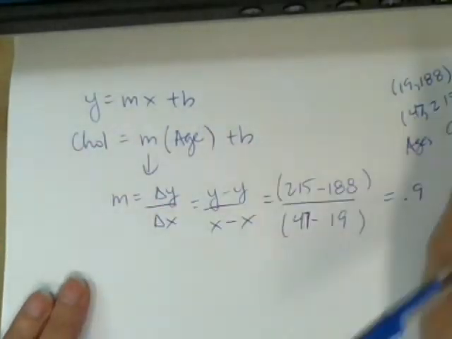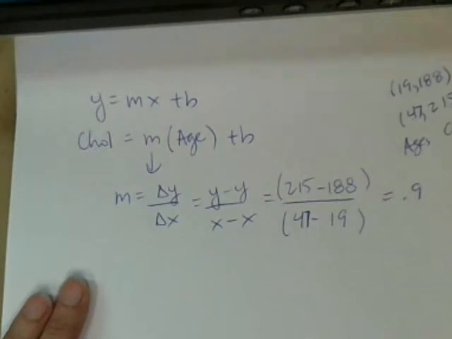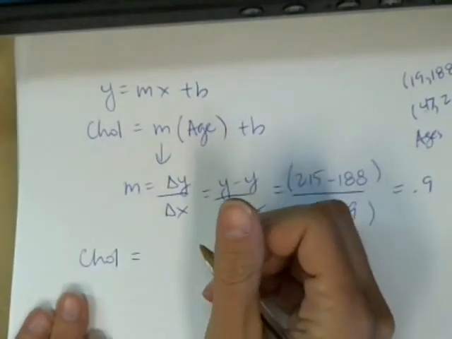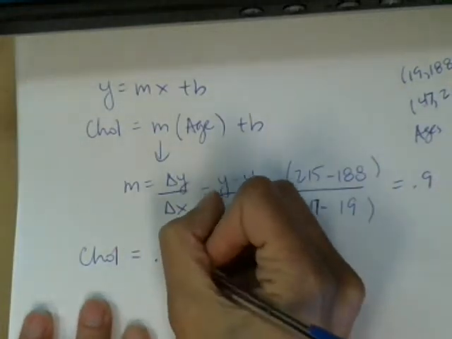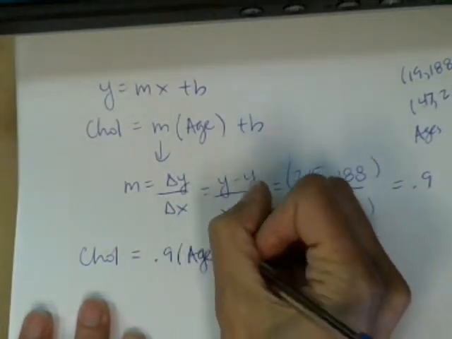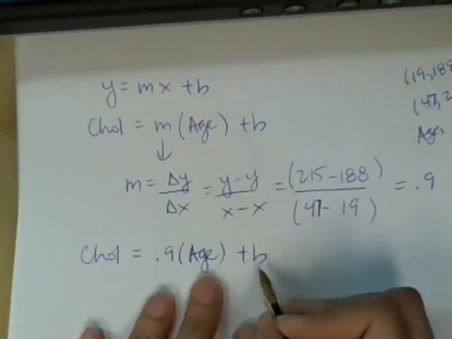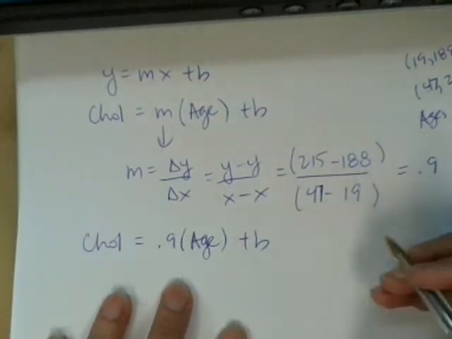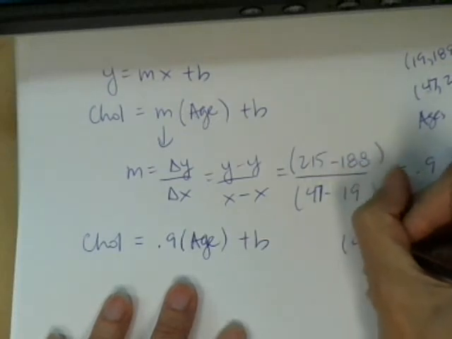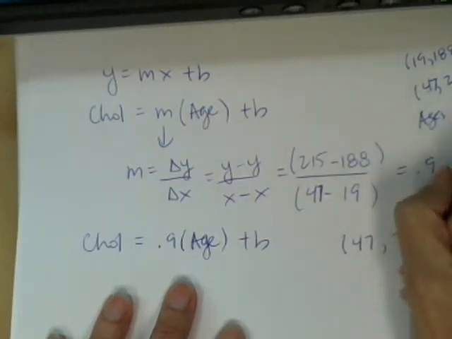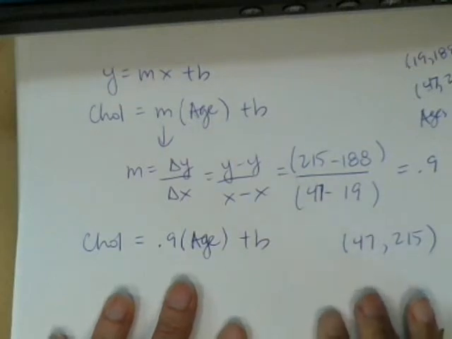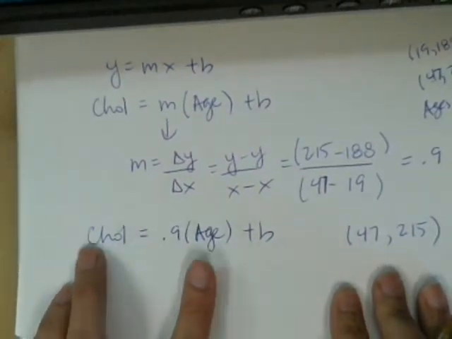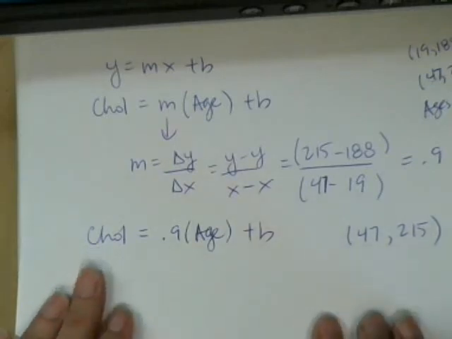So let's see what this does to our equation so far. So our equation so far says cholesterol level is equal to M, which is 0.9, times age plus B. Well, I also need to find what B is in order to come up with a formula. Well, I have a couple of ages and cholesterol level pairs. Let's pick up that one that I fixed. The 47-year-old has a cholesterol level of 215. And let's go ahead and put those two in for cholesterol level and age, and that will find us B.